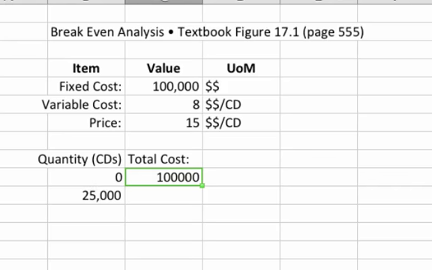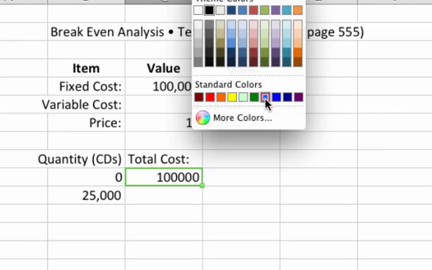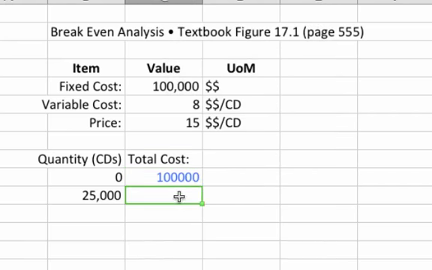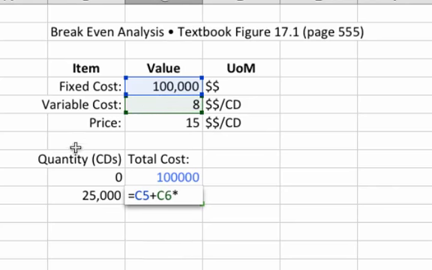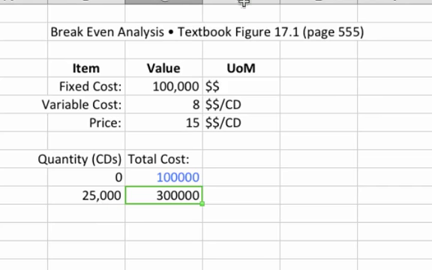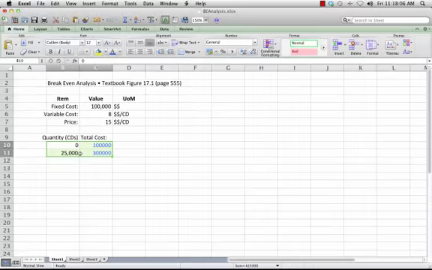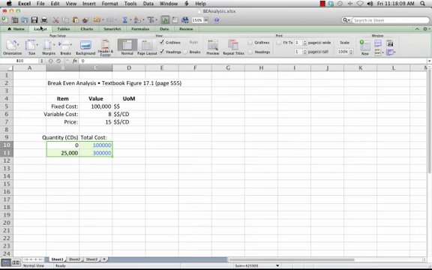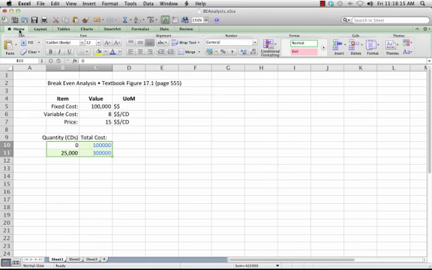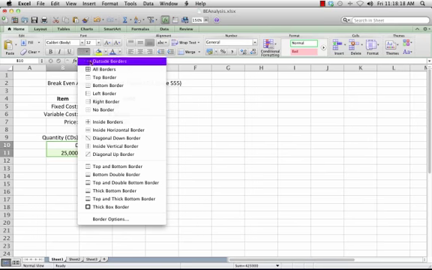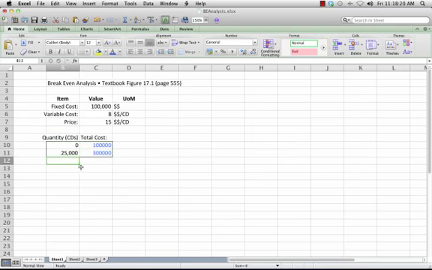Again, this is a calculated value, so let's give it our calculated value color. And our total cost here is going to be fixed cost plus $8 a CD times 25,000 CDs, which gives me 300,000. And again, that's a calculated value. So these will be the first 2 points on my line. And we'll do the same thing.